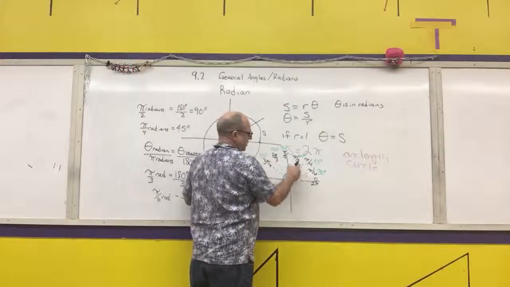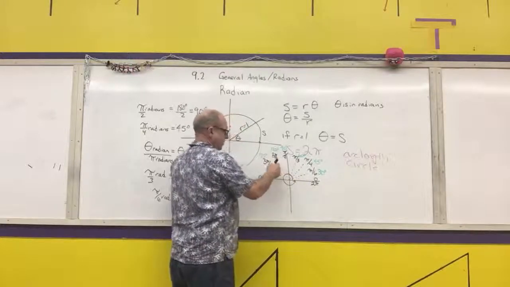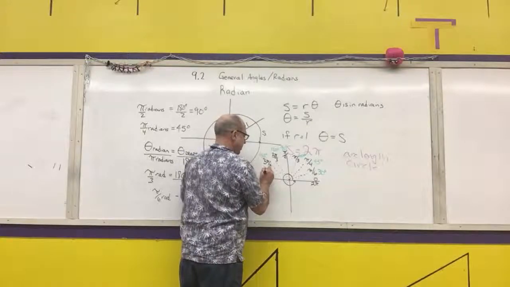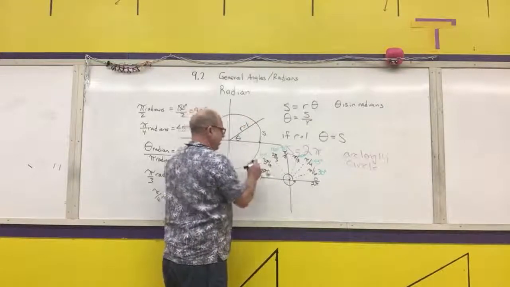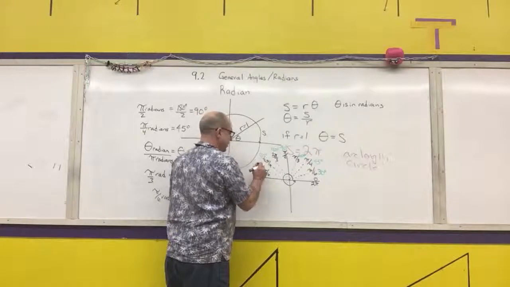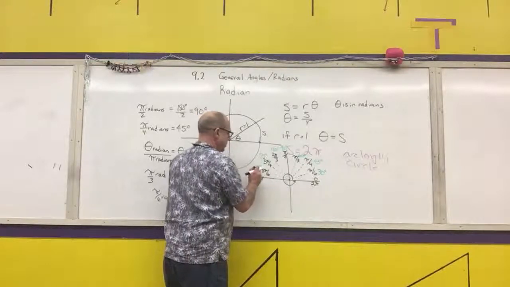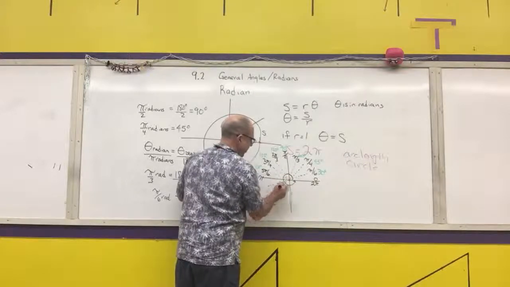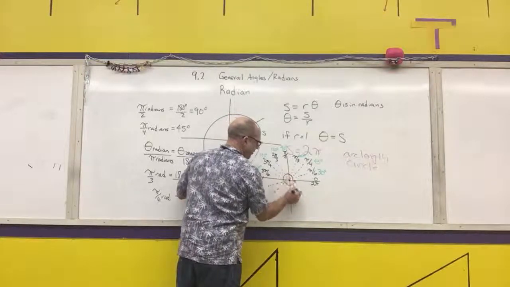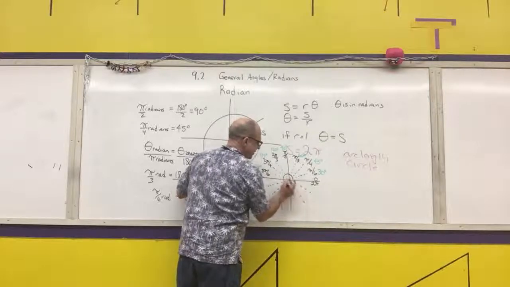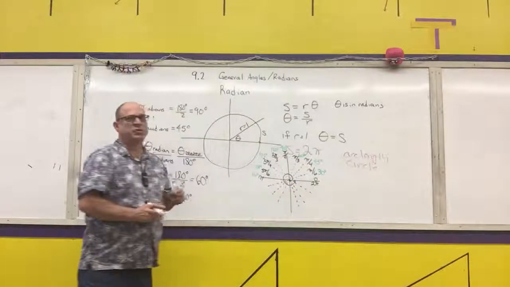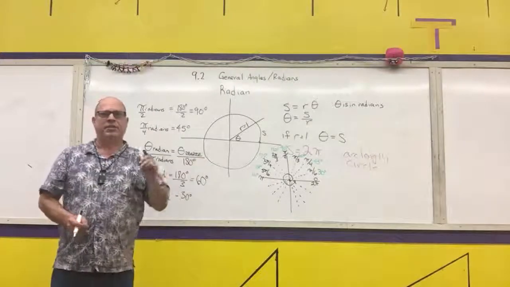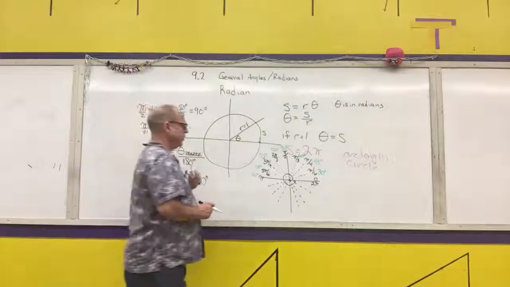So I've got π/6, 2π/6, 3π/6, 4π/6, 5π/6, which would be 150 degrees. Then we had 180 degrees. And I can do the 30 degree, 45 degree, and 60 degree in every quadrant. You are going to be expected to know these relationships without the use of a calculator. These are so commonly used, you're expected to know them without a calculator.